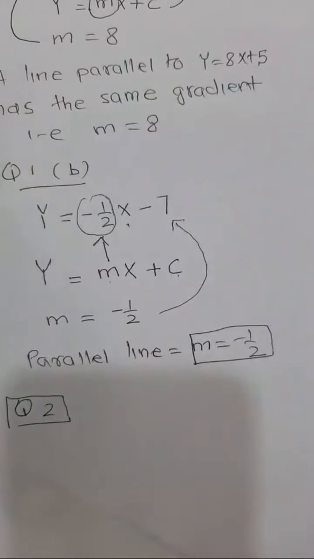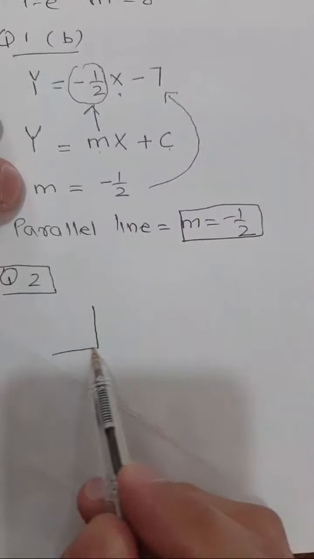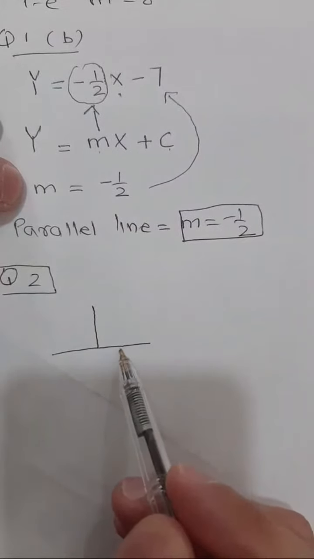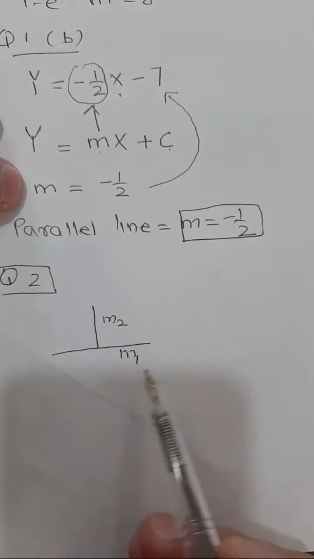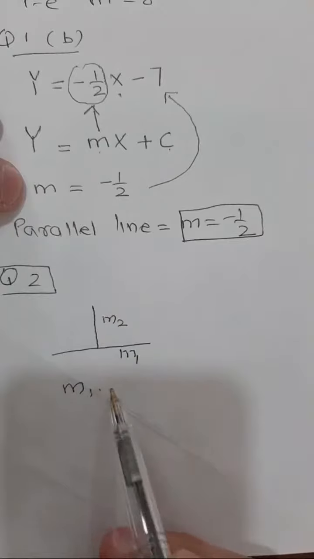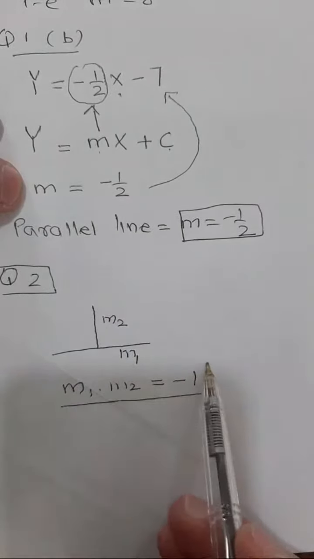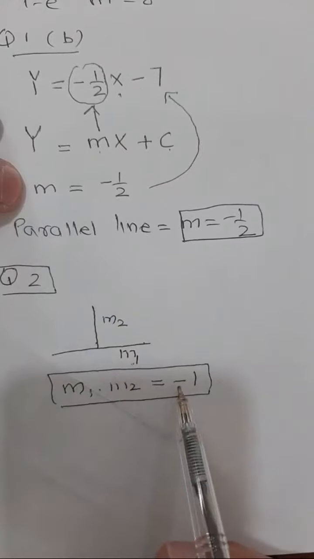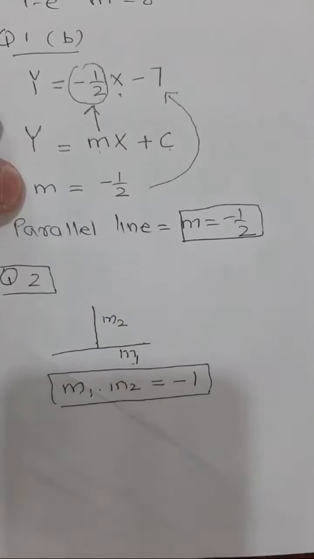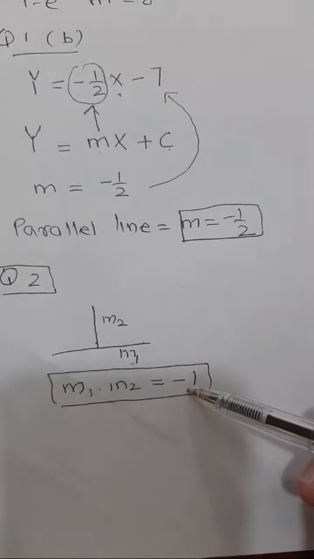Now when two lines are perpendicular, and suppose one gradient is m1 and the other gradient is m2, then the product of the gradients of perpendicular lines is equal to -1. That means m1, the gradient of this line, times m2, the gradient of this line, is equal to -1. The product of the gradients of perpendicular lines is equal to -1.